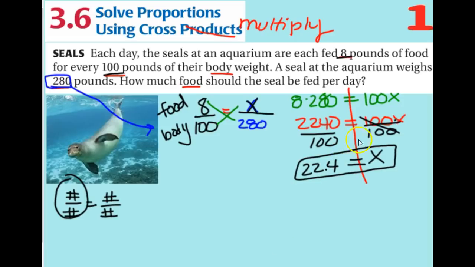Now this number, 22.4, is x. X was the number of pounds of food. So you could write lbs, which is short for pounds of food. That's a lot of food for one seal.